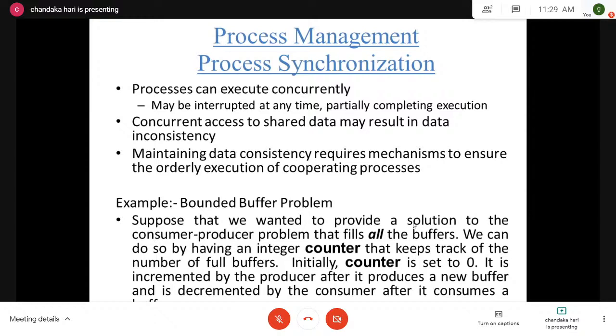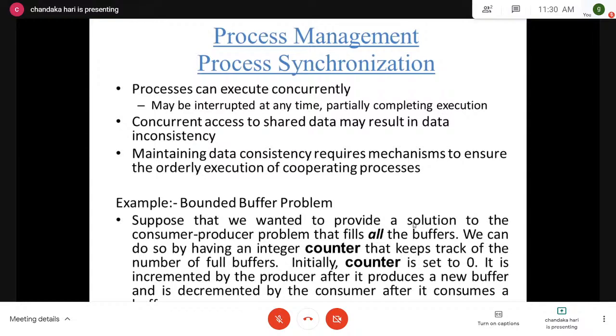That implies both are sharing some common resources. So that is going to be called cooperative process organization. You may also call it concurrent process execution, or cooperative process organization. That implies the processes can be executed concurrently and may be interrupted at any time by terminating or by partially completing their execution.